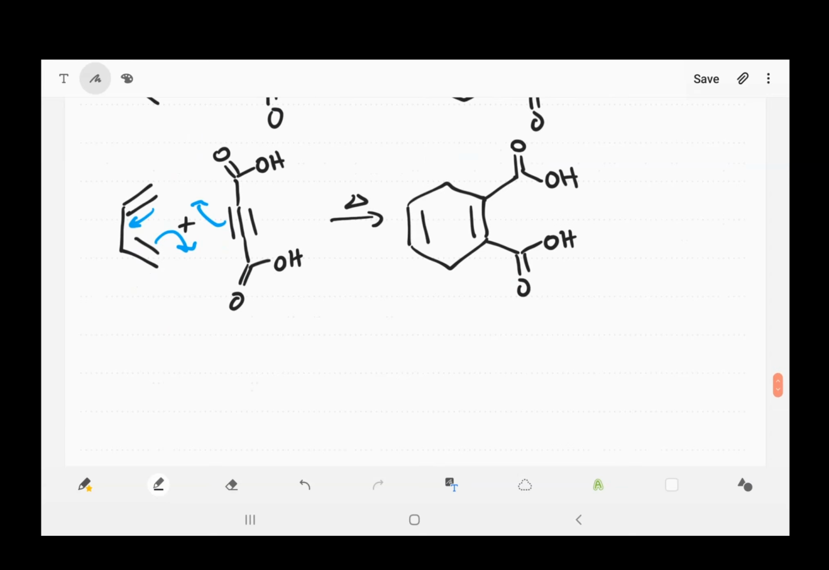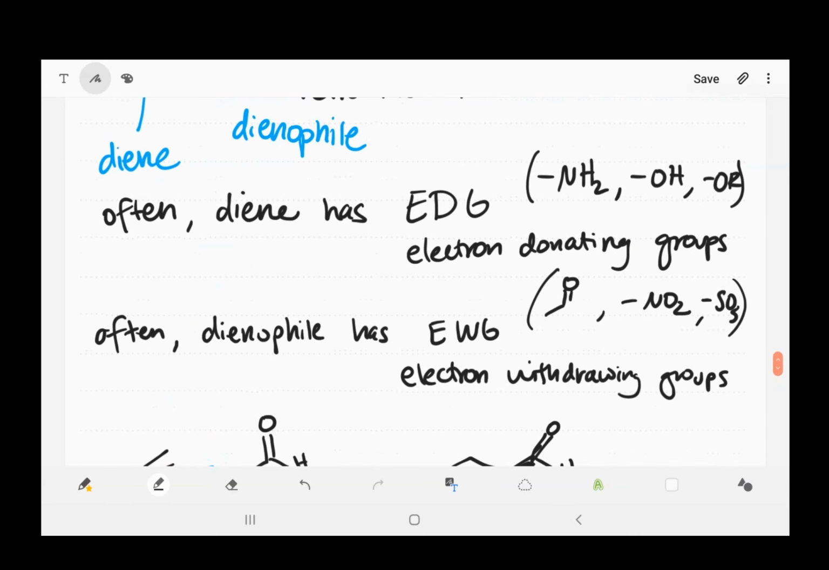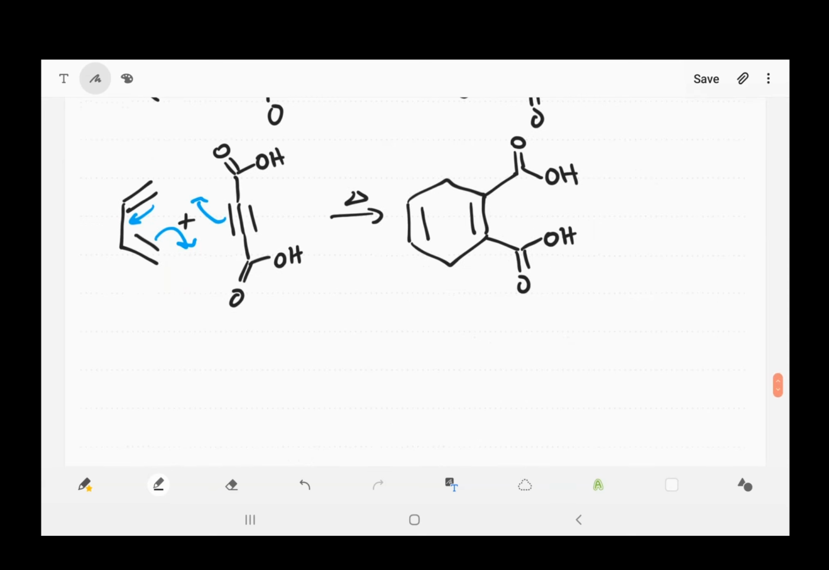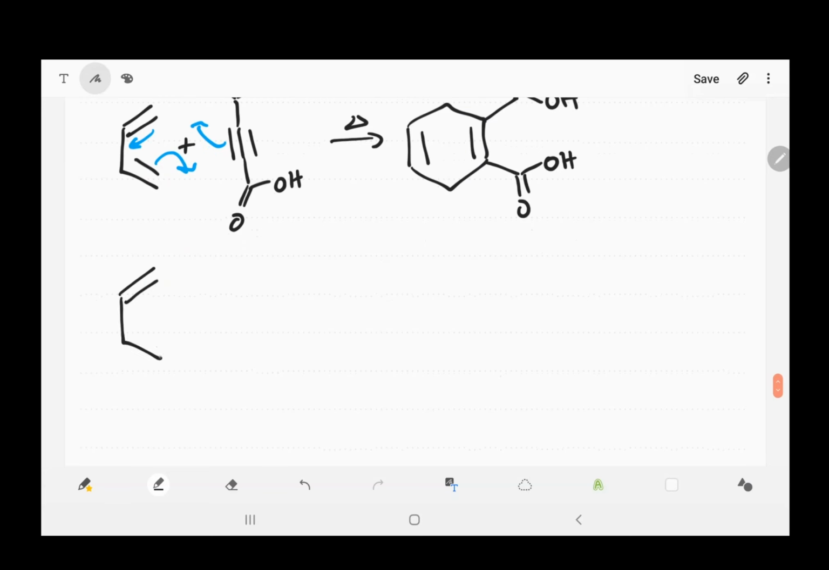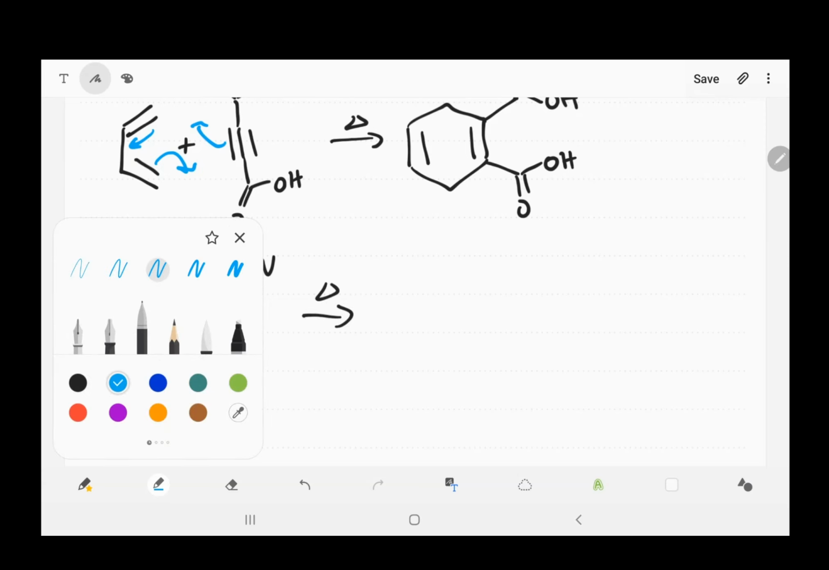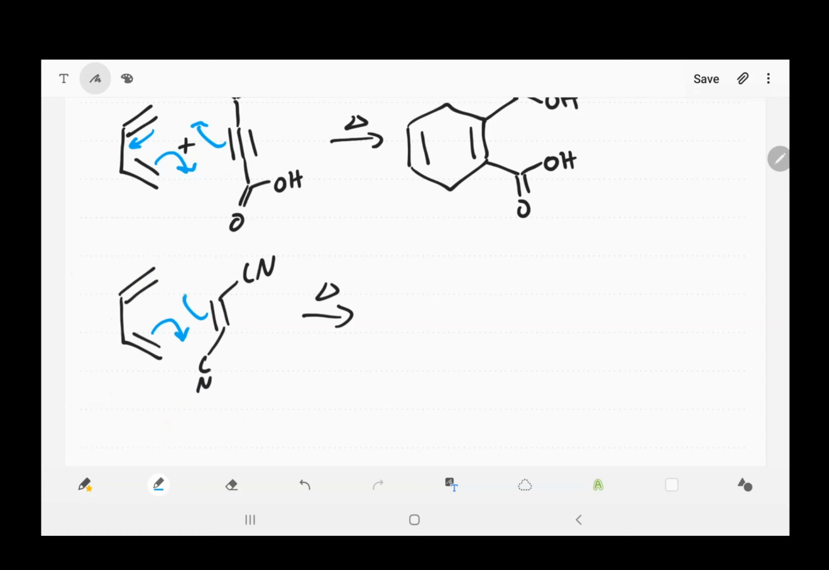Let's do another one. Oh, I have another electron withdrawing group for you guys. I forgot nitriles. So that's another one that's pretty common. So another electron withdrawing group would be your nitriles. So let's say we've got this trans now. Doesn't matter. Your dienophile can do whatever the heck it wants. We're going to see with the diene that's not the case. But with the dienophile, do whatever you want.